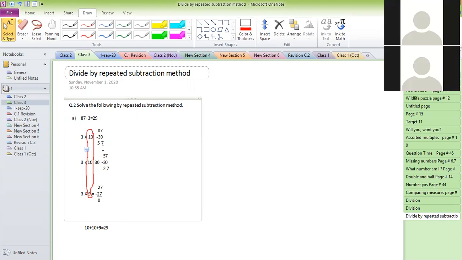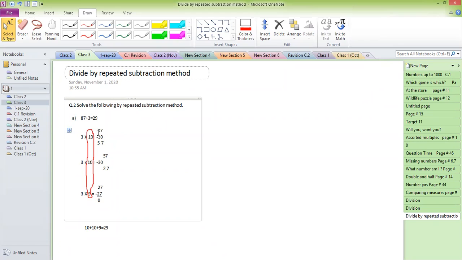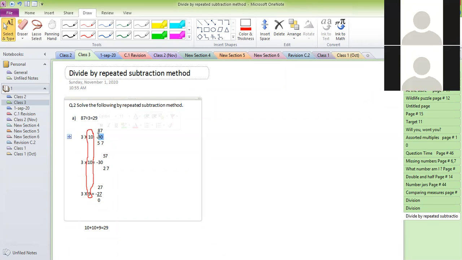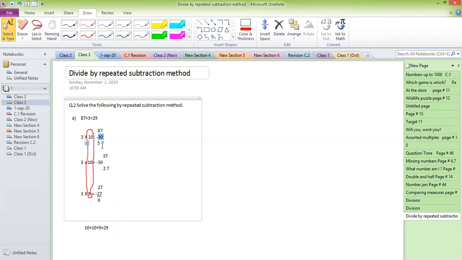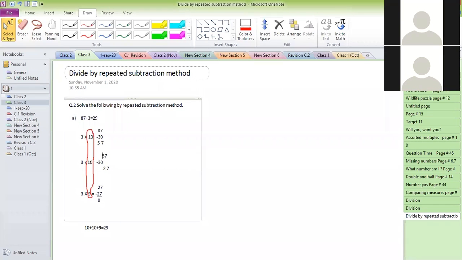Again, I repeat how you are going to solve it. First, you multiply 3 by 10, which gives 30, and you minus that 30 from 87. The answer you get is 57. In 57, you can again multiply 3 by 10, which is 30, and minus this 30 from 57. When you minus this 30 from 57, you get the answer 27.